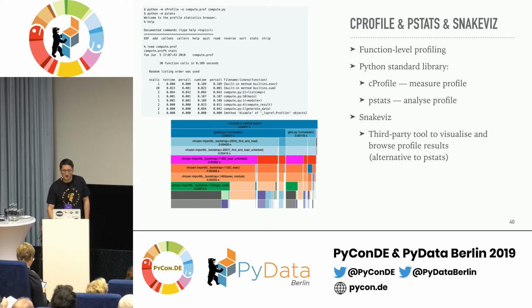If you want to do function level profiling to see how much time you spend in each function, the Python standard library has this built-in cProfile module which measures the profile, and then you use pstats to analyze the profile. There's an example on the left side, and an alternative way to just doing these tables of how much time do I spend in which function, you can also visualize this with a third-party tool called SnakeViz.